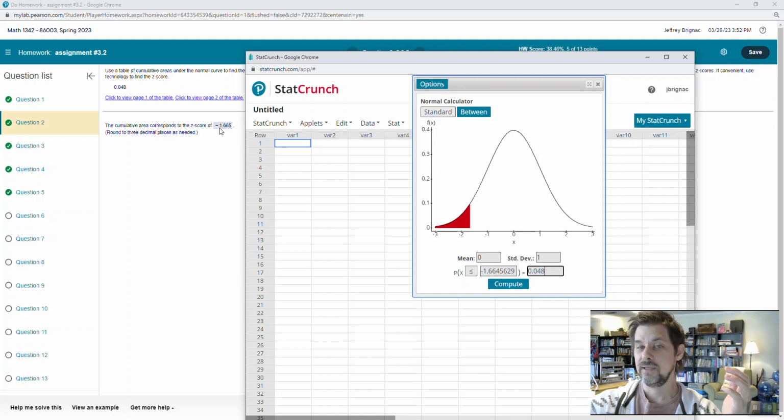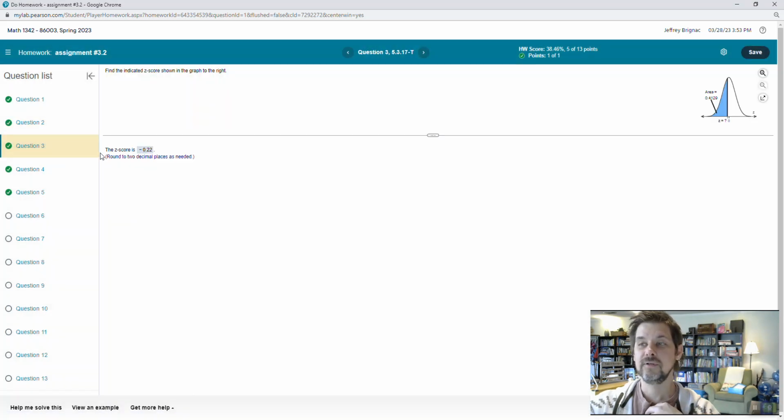I put negative 1.665. It said round to 3 decimal places, so negative 1.6645 to 3 places is negative 1.665. So that's the answer I put in. Let's look at a few more.